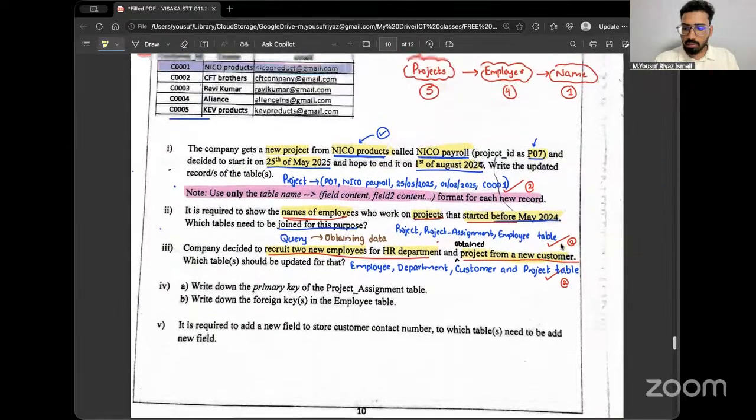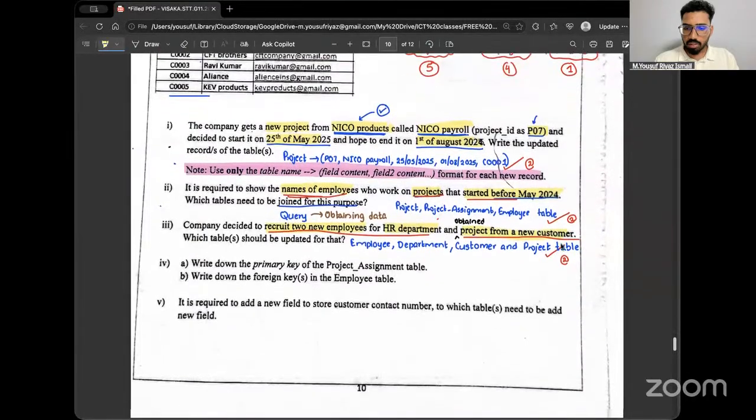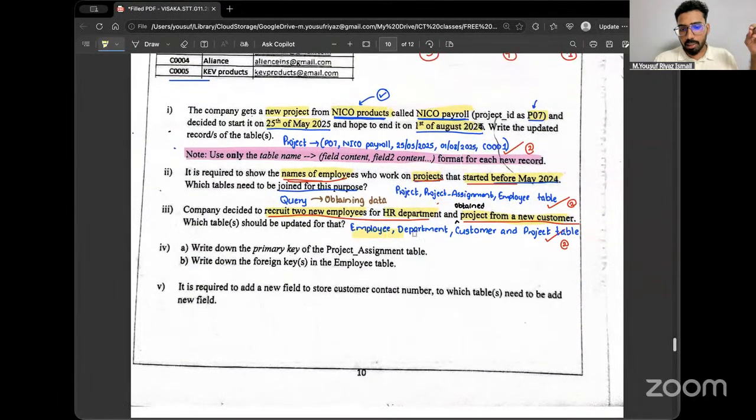To update that part, we want this. Can't use only department and customer. Basically, the employee table and department table are needed to show the new employee has joined the HR department. And then the customer table and project table are needed to show that there's a new customer and we have got a new project. So these two are for this, and these two are for this. Is that clear?